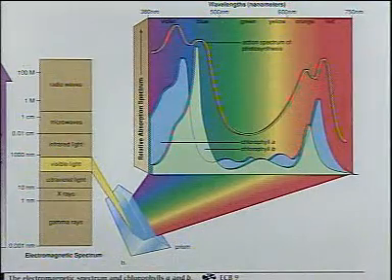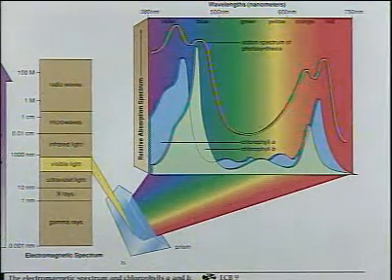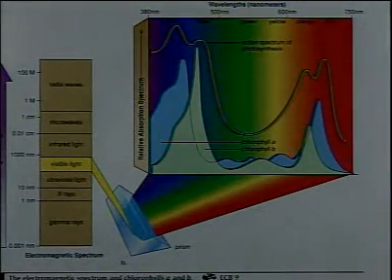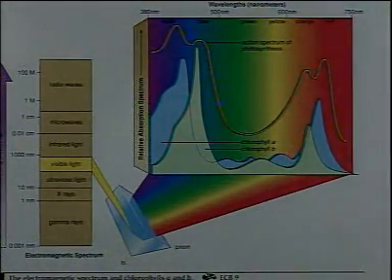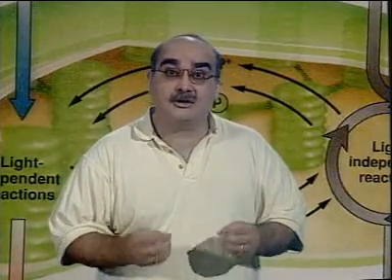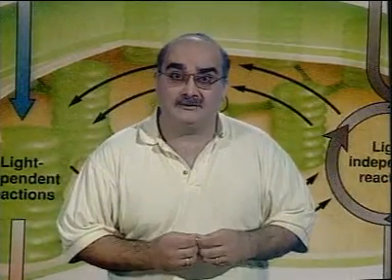In this illustration, you can see that only violet, blue, and red lights are better absorbed by both chlorophyll A and chlorophyll B, the pigments associated with photosynthesis. Let us now discuss the structure and function of chloroplasts.